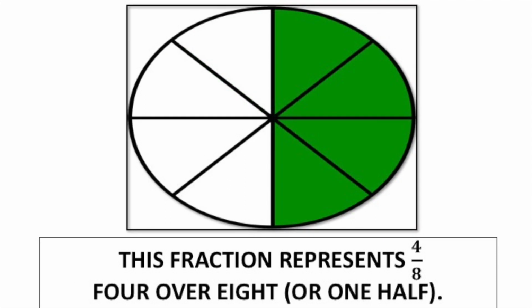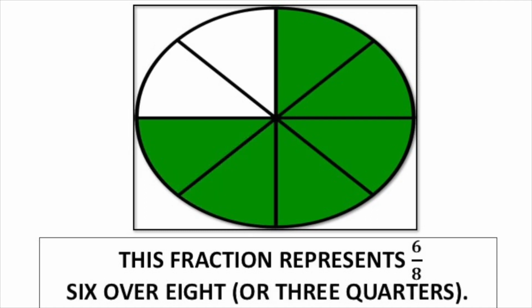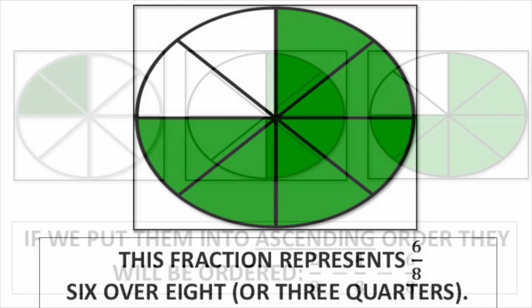This fraction represents 4/8, or 1/2. Yes, you can see in this diagram exactly half of the circle is shaded green. And this fraction represents 6/8, or 3/4. Because you can see now 3/4 of the circle is shaded green.